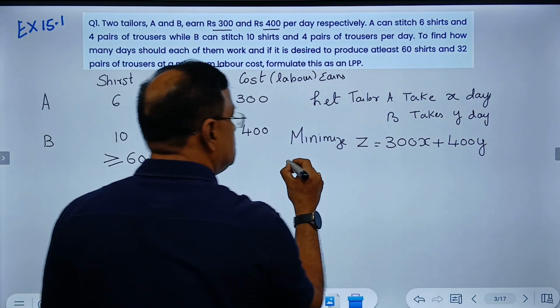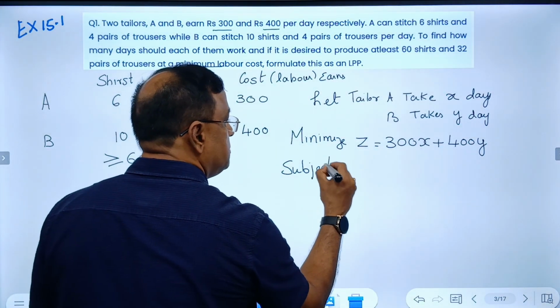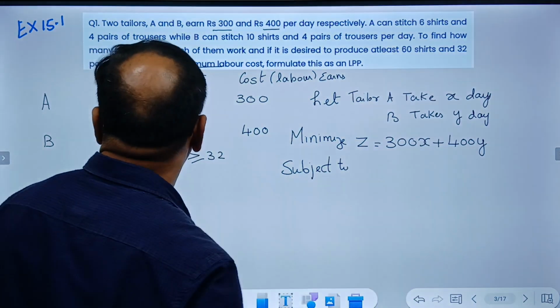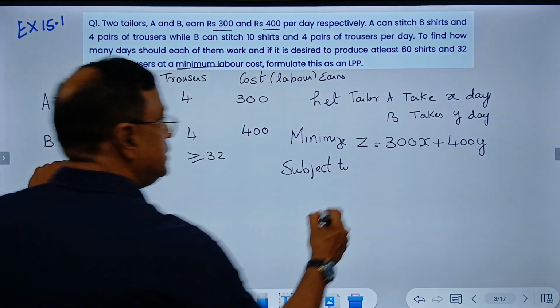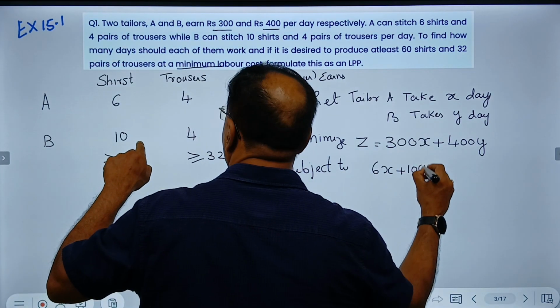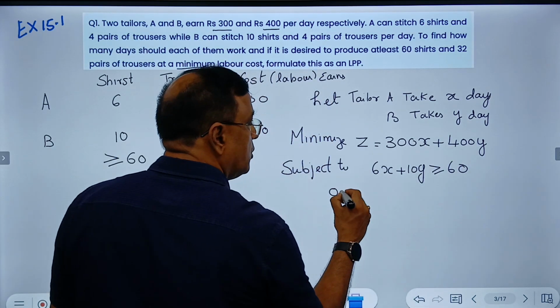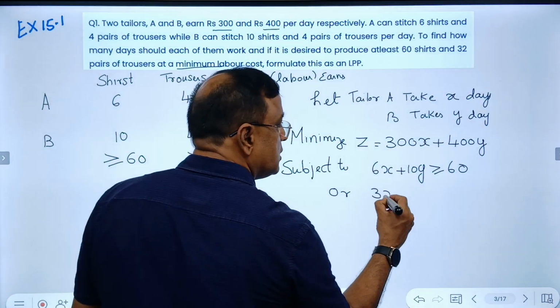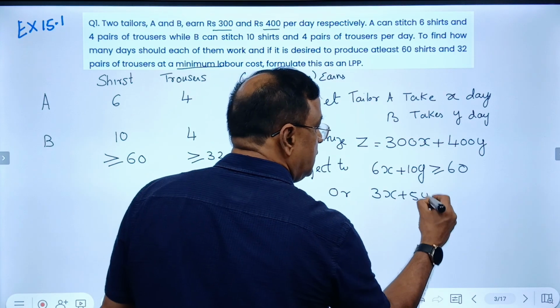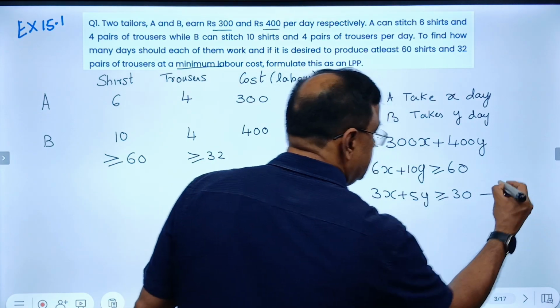Subject to, what is the constraint for the shirts? 6X plus 10Y is greater than or equal to 60, or you can say this is 3X plus 5Y is greater than or equal to 30. So this is my first constraint.